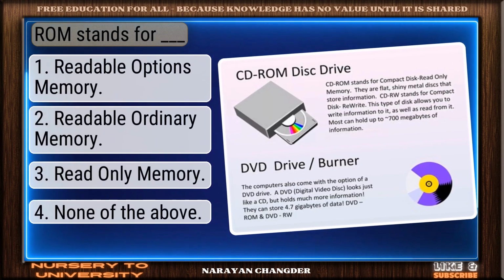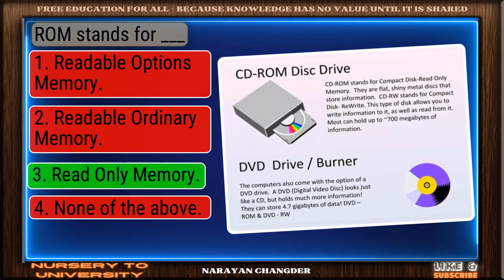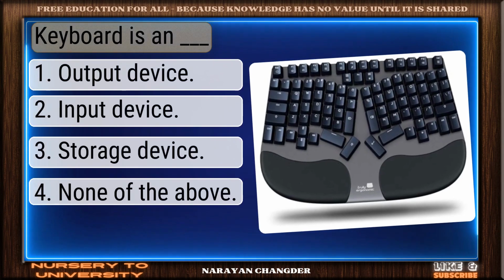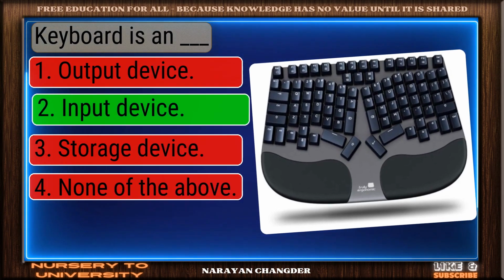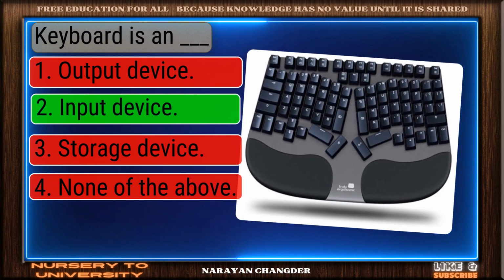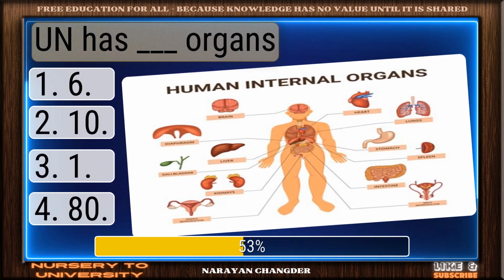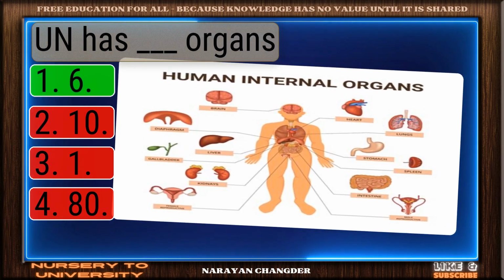ROM stands for dash. Good job. Your answer, read-only memory, works well here. Keyboard is in dash. Excellent. Input device is a brilliant choice. UN has dash organs. Solid response. 6 is a valid choice.